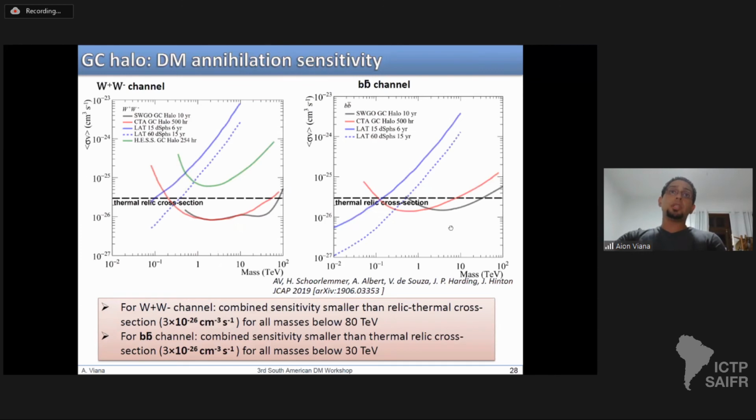Similar exclusions are found for W+W- and b b-bar. We also find that combined sensitivities are smaller than the thermal relic cross-section for all masses below 80 TeV for WW and 30 TeV for b b-bar.